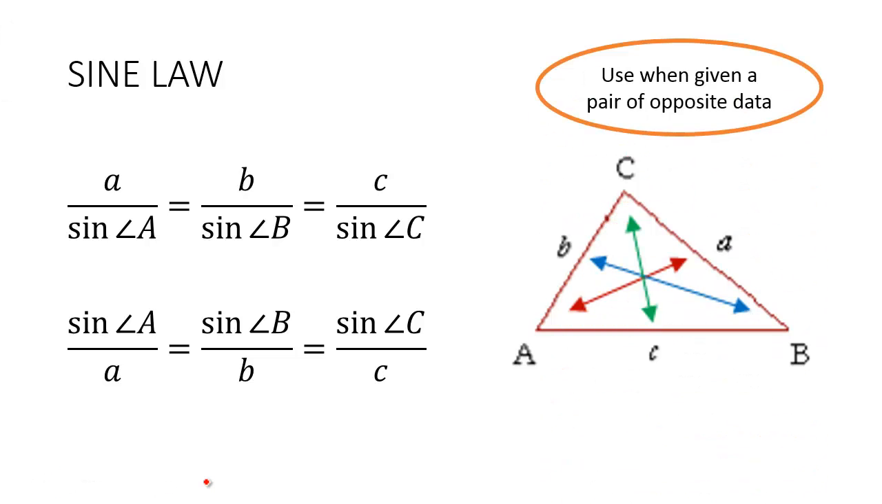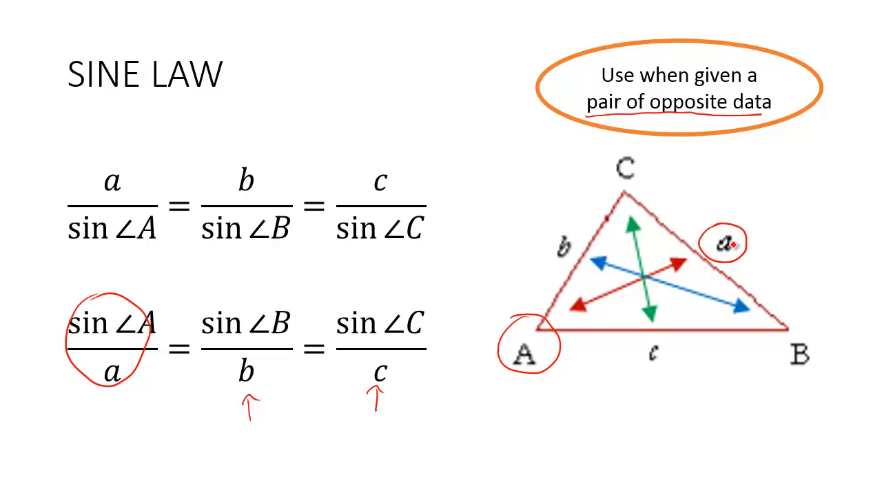So this sine law is the most useful when you are given, in the oblique triangle, a pair of opposite data. So what that means is if you have angle A and side a, that's going to be very helpful because then you know one part and you can choose which other part you need to fill in to make your proportion.